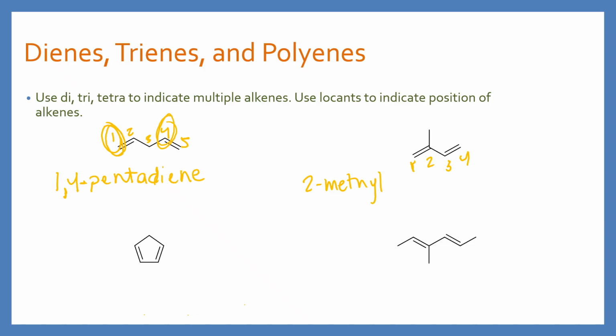And then we have 1,3. And then we have but because we have 4 carbons. And then again, we have that A before where our diene would be. So this is going to be butadiene.